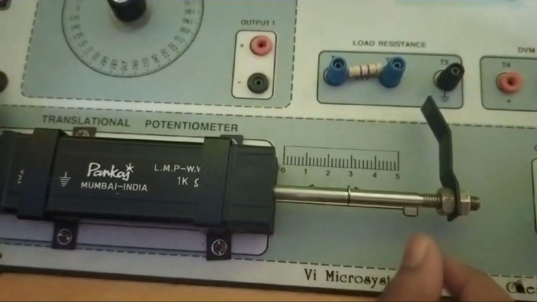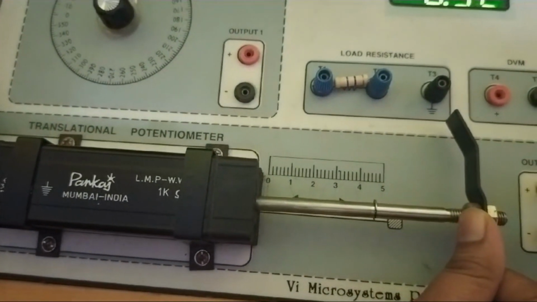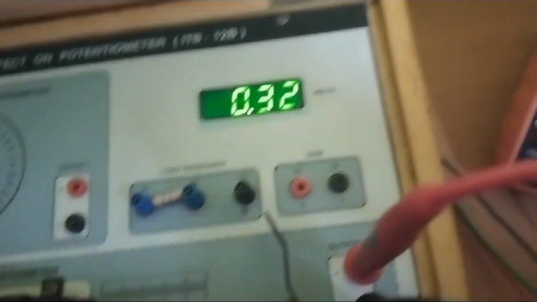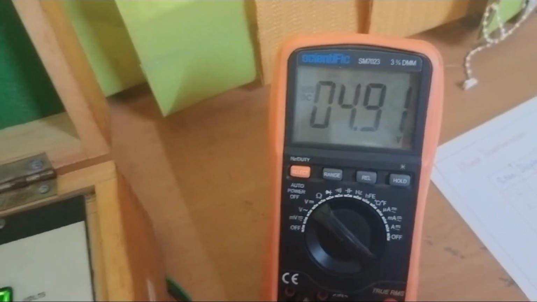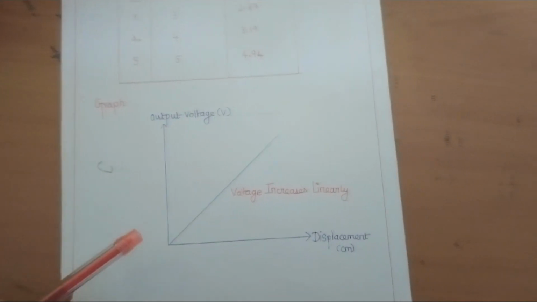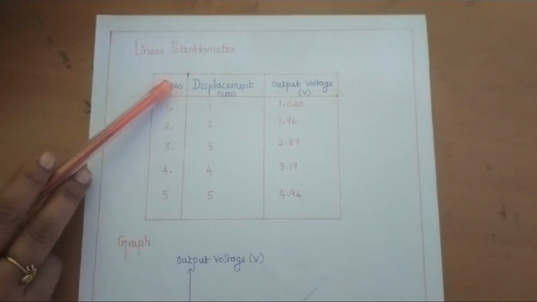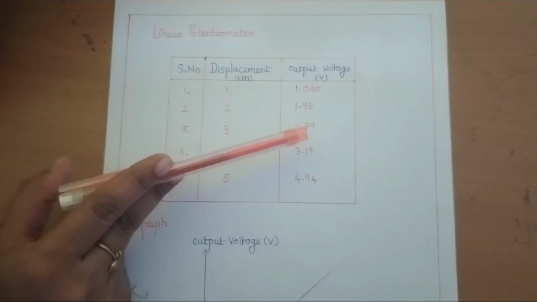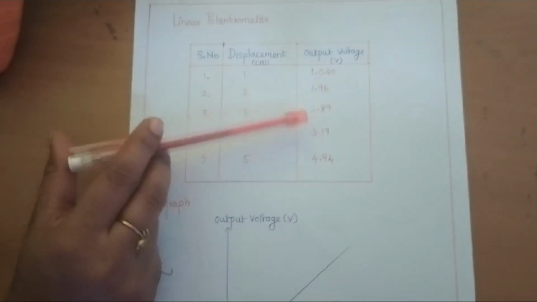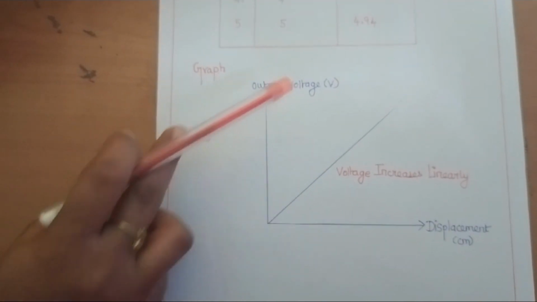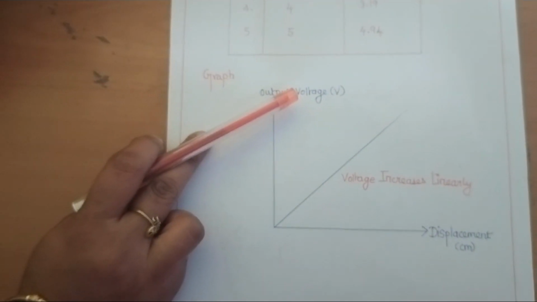When this displacement is given to the maximum, as of this trainer kit, the maximum voltage is around 5. So when it is moving to around 5, the voltage which I obtained is around 4.9. When you jot down the model graph for this, the displacement is provided in centimeters and the output voltage is obtained in volts. You can observe that according to the input displacements, the voltage increases linearly, and when you plot a graph against your displacement and output voltage, it is very evident that the graph increases linearly.